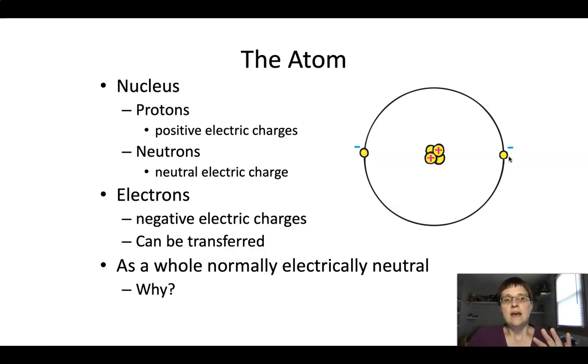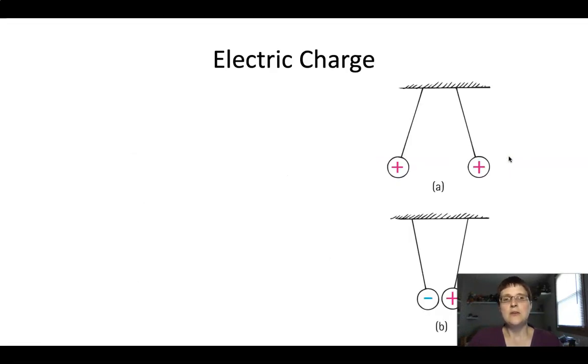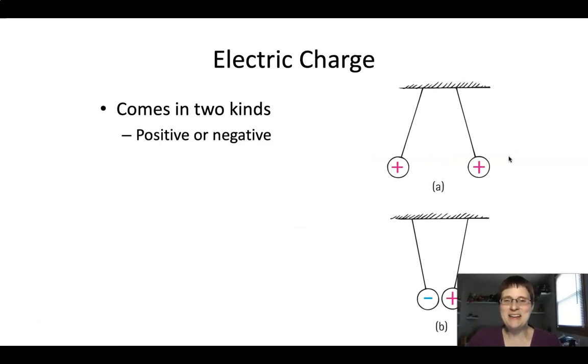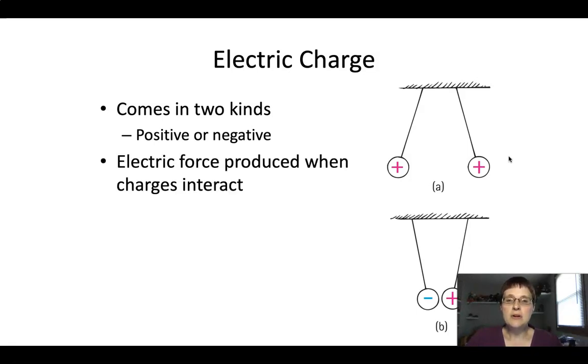When they are no longer equal, when they gain or lose electrons, that's when they are going to have an electric charge. Electric charges come in 2 types. We call them positive and negative. Atoms and objects can both be positively or negatively charged depending on whether they've gained or lost electrons. And electric force related to electricity is produced when these charges are interacting with each other.